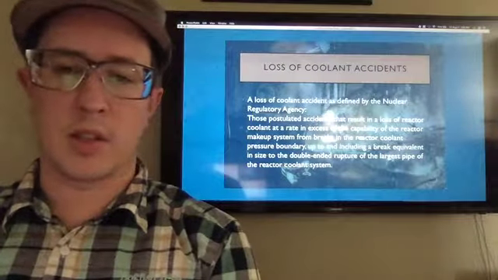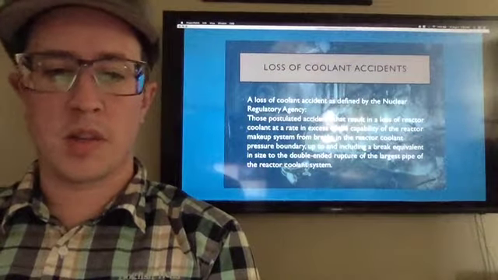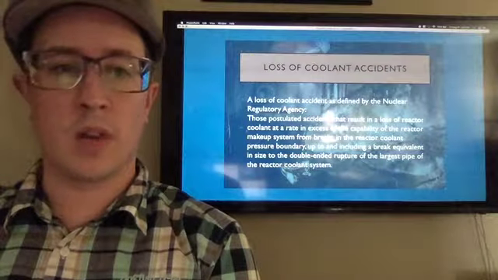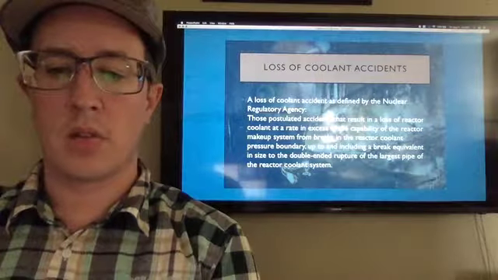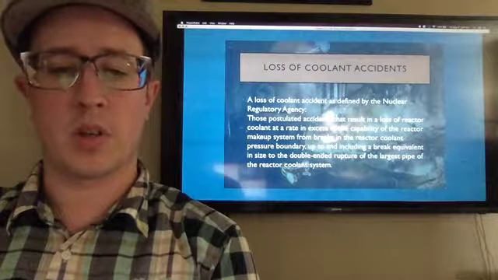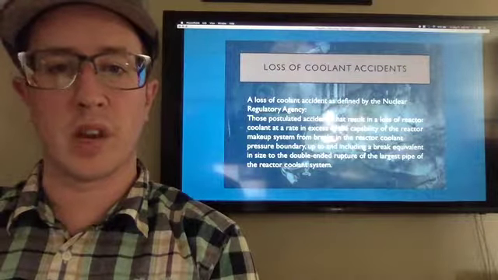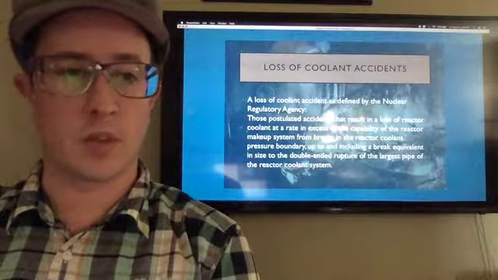First thing I'd like to discuss, however, is what a loss of coolant accident is. It is a postulated accident that results in the loss of a reactor coolant at a rate in excess of the capability of the reactor makeup system from breaks in the reactor coolant pressure boundary up to and including a break equivalent in size to the double-ended rupture of the largest pipe in the reactor coolant system.